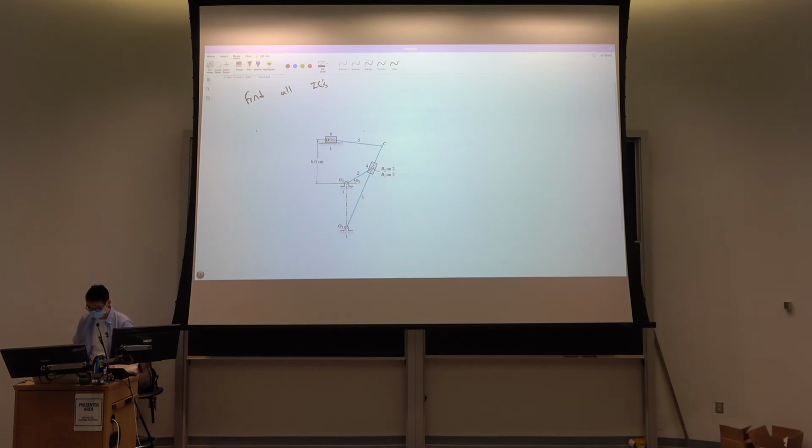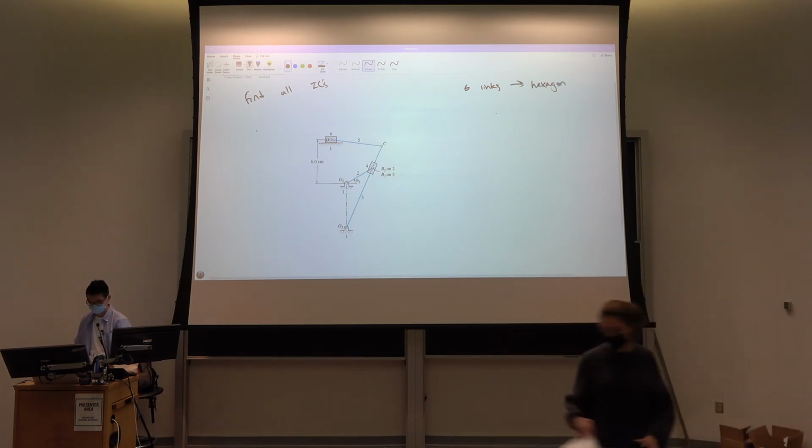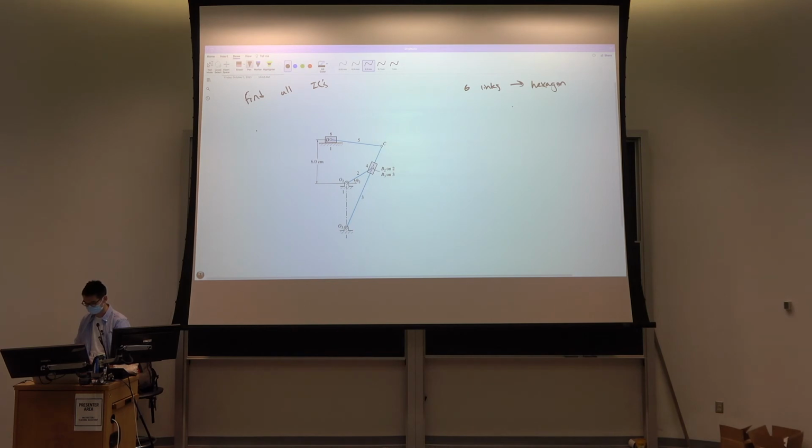So let's see how many links are in this. It looks like it's already numbered for us, and it looks like there are 6 links. So 6 links means we're looking at a hexagon. Our auxiliary polygon is going to take the shape of a hexagon. So we're going to draw a little hexagon here. We can number it 1, 2, 3, 4, 5, 6.